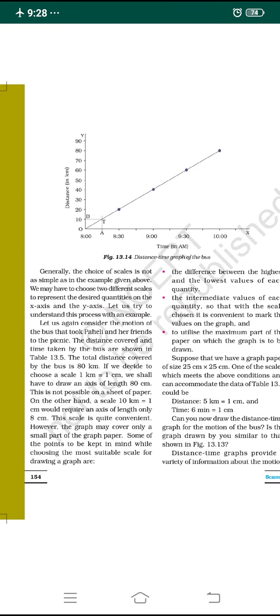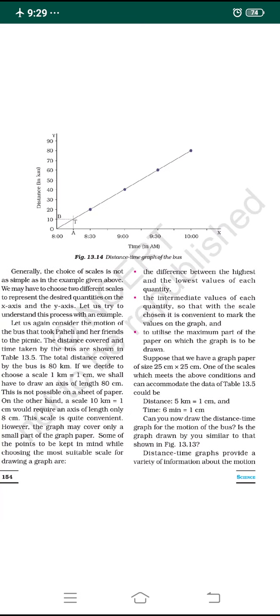We have also discussed the choice of scales. It plays a very important role while drawing the line graph. We have studied examples also. Suppose the distance covered by the bus is 80 kilometers. If we choose a scale of 1 kilometer equal to 1 centimeter, how do you represent 80 kilometers with 80 centimeters? We will not have a sheet of paper that long, so it is not possible to draw on a sheet of paper. Hence we need to take 10 kilometers equal to 1 centimeter. Then we would be able to draw an axis of length 8 centimeters. So that we have discussed.